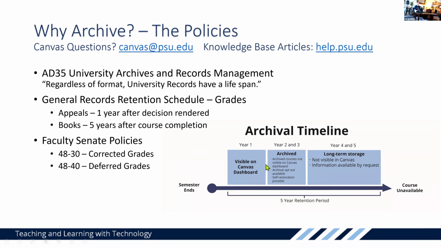So that's why we leave it visible, untouched on your Canvas dashboard for the first year, since we know most corrected grades, deferred grades will happen soon after a course ends. And then this period, years 2, 3, 4, and 5 are designed to make sure that the grade books are available according to the general retention schedule.